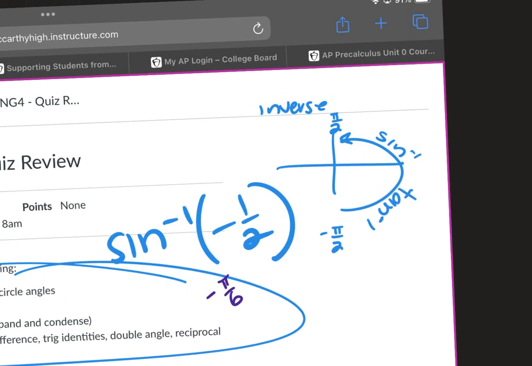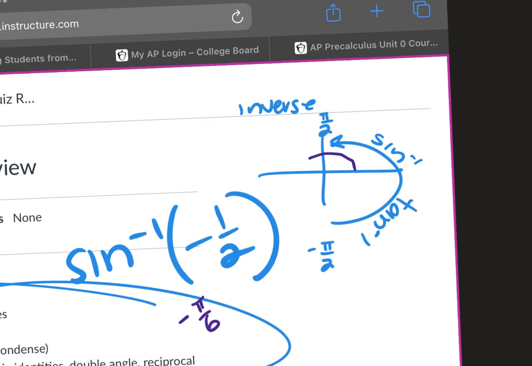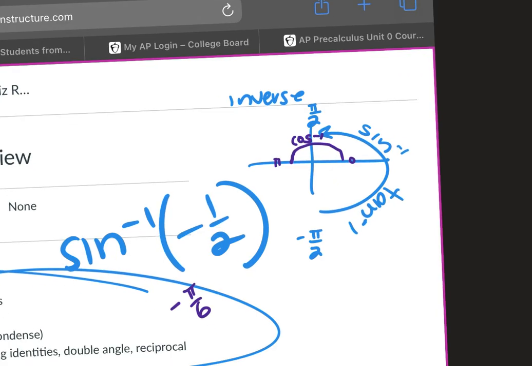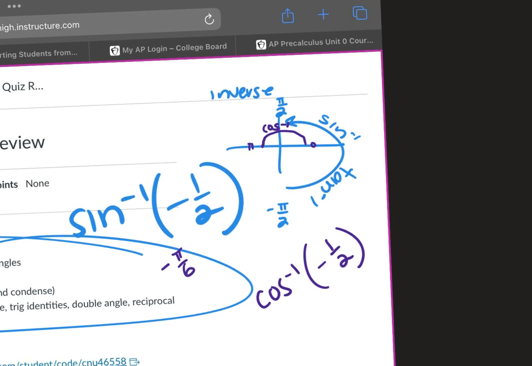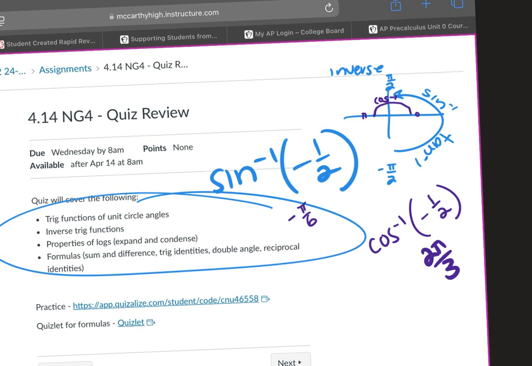And then for cosine, we go to the natural top of our unit circle, which is from 0 to pi. So if I said cosine inverse of -1/2, my answer is the pi over 3 reference angle in the 2nd quadrant, which is 2pi/3. So those types of questions will be on Wednesday's quiz.